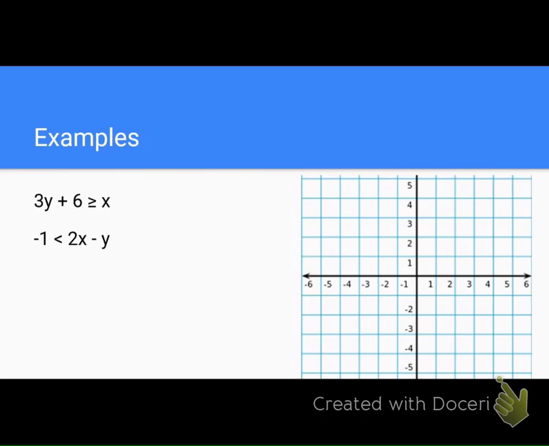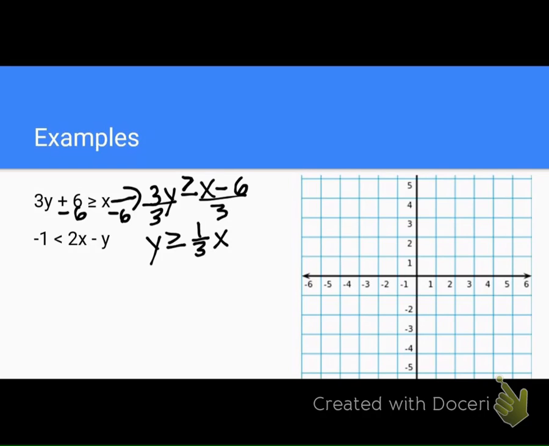Okay, for the next example, I need to get these into the correct form. When you're doing this with inequalities, make sure that you're careful to keep the symbol the correct way. So I have 3y. If I subtract 6, I get 3y is greater than or equal to x minus 6, and then I need to divide by 3. So I have y is greater than or equal to 1/3 x minus 2, dividing both of these terms by the 3.